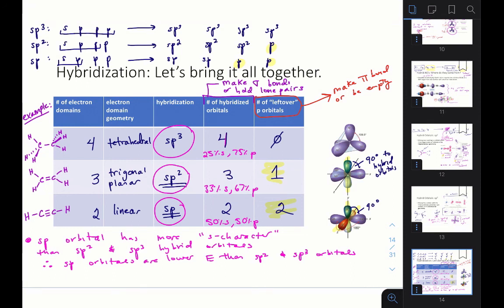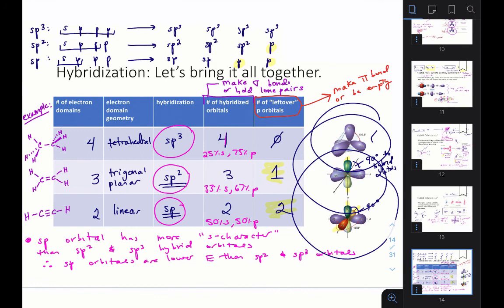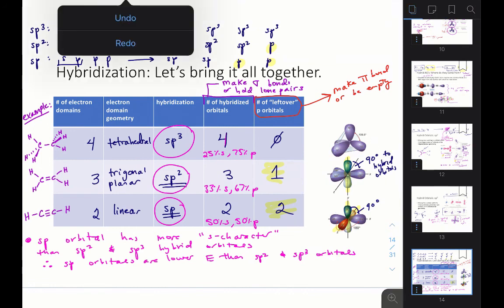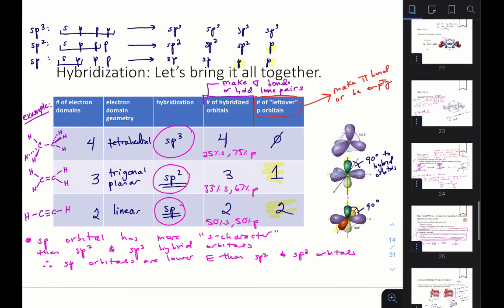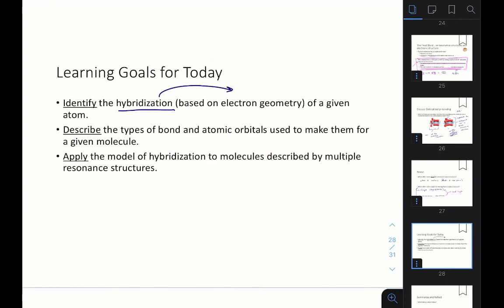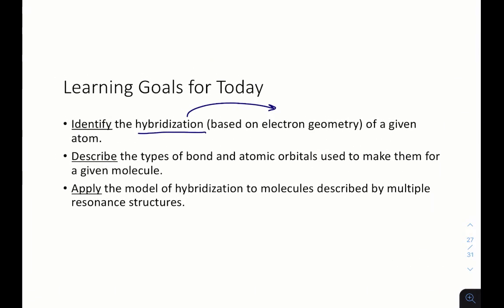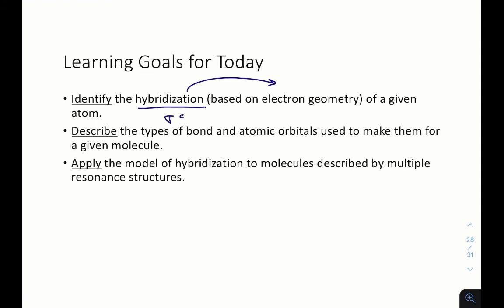Hybrid orbitals make sigma bonds and hold lone pairs. They put the domains in the observed spatial relationships. And leftover p orbitals make pi bonds, or you might encounter them as empty later on as we continue to look at more molecules. We can describe the types of bonds, sigma and pi, and the atomic orbitals used to make them for a given molecule. Hybrid orbitals make the sigma bonds, and p orbitals make pi bonds. Be able to draw pictures. Describe also means drawing the pictures like I was doing with you earlier.